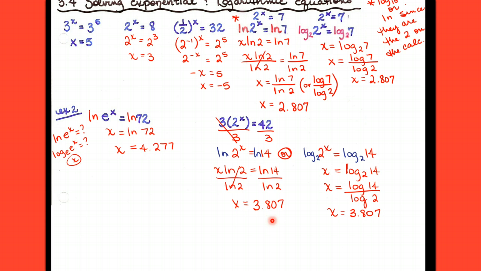If you insert a log base 2 on both sides, log base 2 of 2 would cancel, leaving you with just x. And then I would need change of base formula here, either log 14 over log 2 or ln 14 over ln 2. Either one is going to give me 3.807.